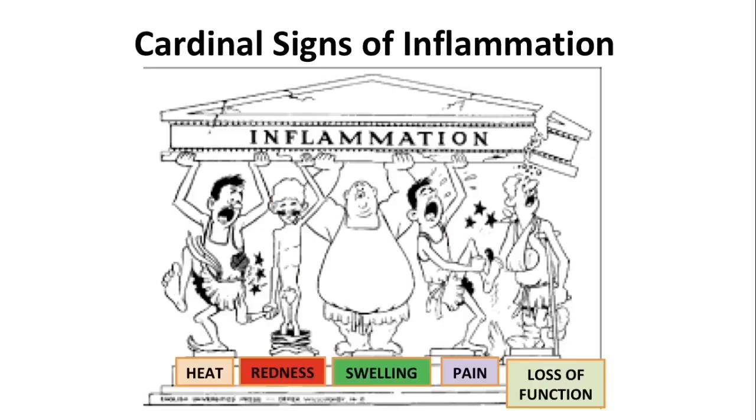Mentioning cardinal signs of inflammation, just to list them here. Cardinal signs of inflammation refer to the local manifestations of inflammation at the site of injury. So if you recall any sort of superficial inflammatory process that you have experienced yourself, you will have redness of the area. It will appear red. It will be warm to touch. Maybe there will be swelling because of edema.